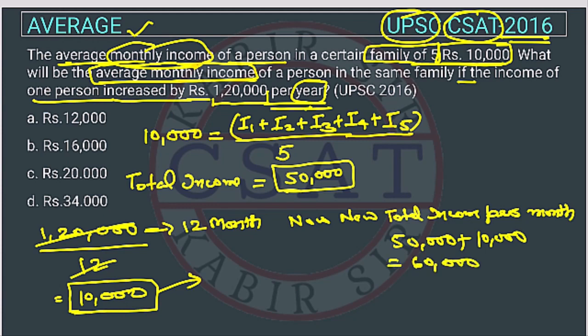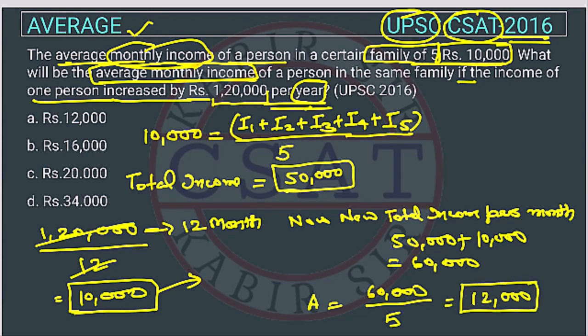Now the question is asking the average. So what will be the average? We will divide this 60,000 by the number of persons. So the number of persons is the same, 5. So this will come out 12,000. So this is our answer. So option A is our answer, right? So this was a very easy question.